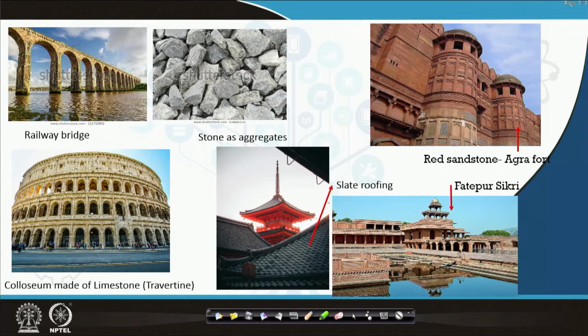You see the railway bridge, the huge arches and the strong structure of basalt. You see the Colosseum made of limestone, travertine limestone particular type, where all these arches are made and it is standing still today. You see the red sandstone of Agra fort, also of Fatehpur Sikri, and here you see the use of tiles of slate. They are thin lamina, usually following the similar kind of principle of clay tiles.